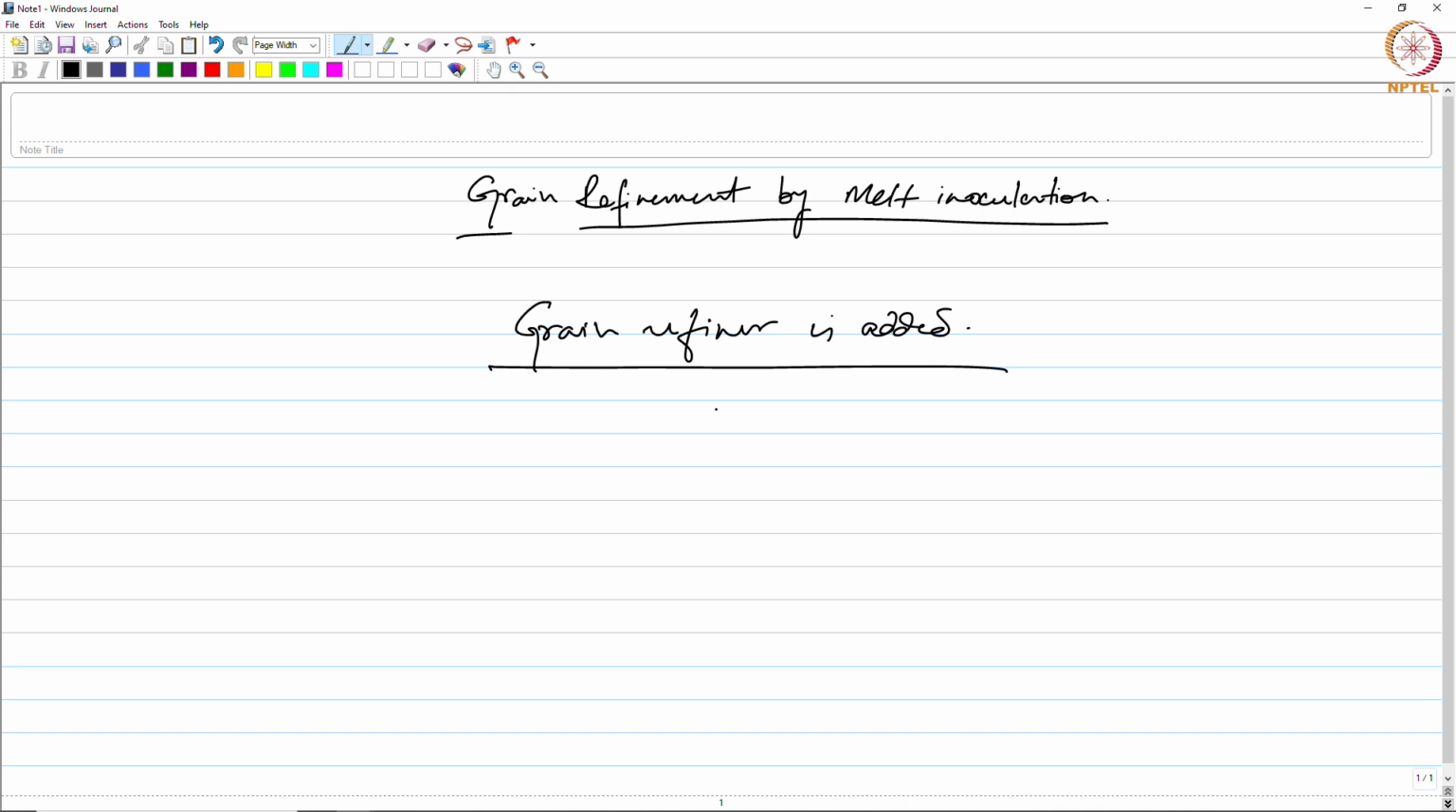Okay. And then we have discussed different theories of melt inoculation to understand the mechanism of grain refinement in this process. And then we also talked about what is called fading and poisoning, and discussed the reason behind their occurrence as well. Okay. So, we have discussed all that with regard to melt inoculation.